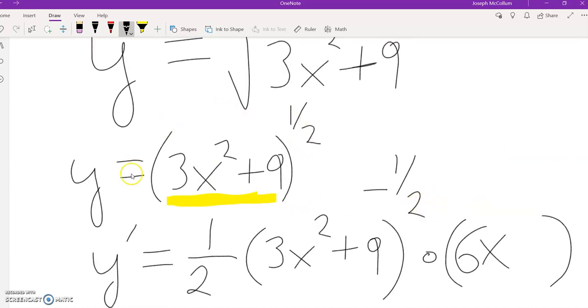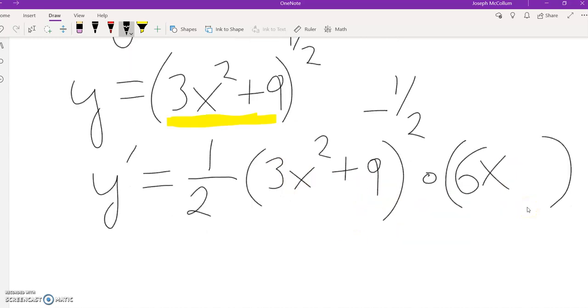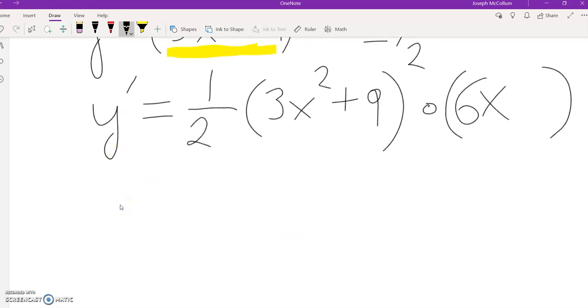It's bring the 1/2 down, leave the inside alone. That's why this is left alone. Subtract 1, and 1/2 minus 1 is a negative 1/2. And then multiplied, I know that looks weird, but that's a multiplication symbol, times the derivative of the inside of this expression. The inside's derivative, remember the power rule, derivative of 3x squared, bring the power down, gives me 6x to the first. The derivative of a constant is 0, and that's why it no longer shows. So there's your derivative.